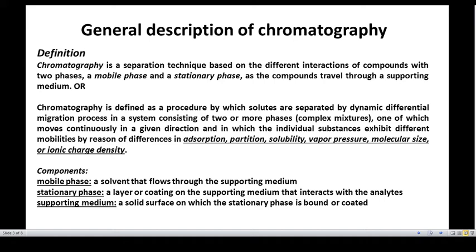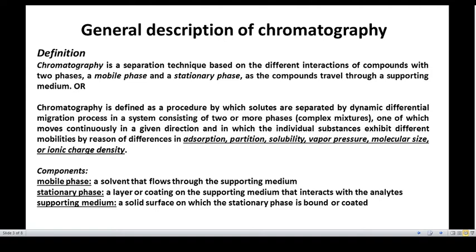Chromatography is also defined as a procedure by which solutes are separated by a dynamic differential migration process in a system consisting of two or more phases, one of which moves continuously in a given direction, and in which the individual substances exhibit different mobilities by reason of differences in adsorption, partition, solubility, vapor pressure, molecular size and ionic charge density, etc.